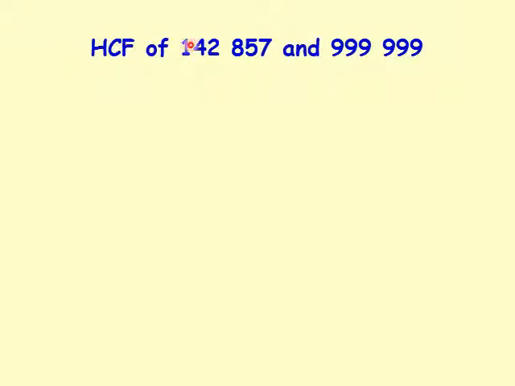Let's use some examples of numbers we have already run into in one form or the other. We ran into 142857 and 999 before. Let us see if we can find a common factor. What's the HCF of 142857 and 999? We'll use all the shortcuts we can think of.